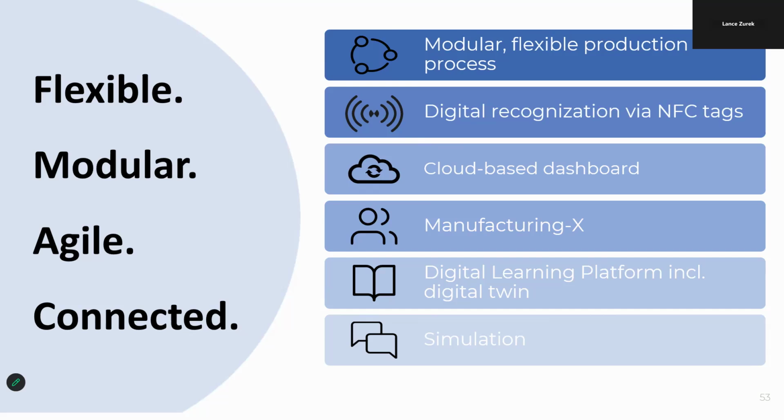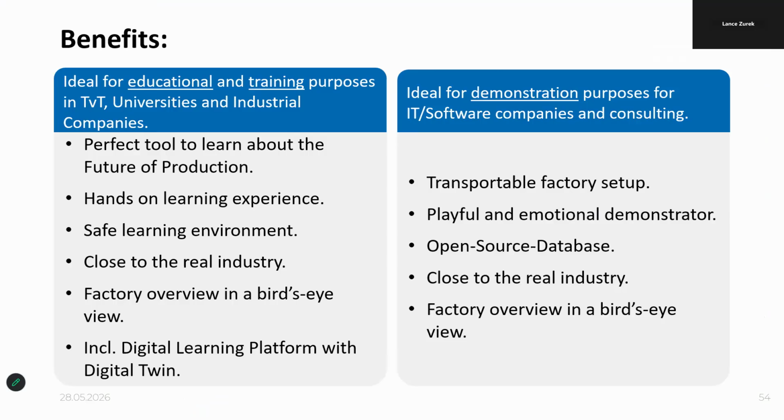Flexible, modular, agile, and connected. That is the fischertechnik Agile Production Simulation model. The APS model is the perfect tool to use in higher education for advanced CTE training, for university labs, and for industrial training. It is an ideal tool for teaching about the future of production.